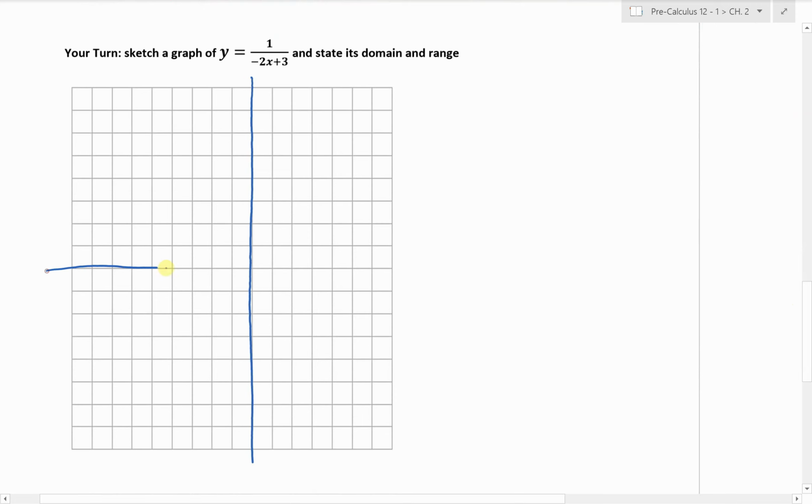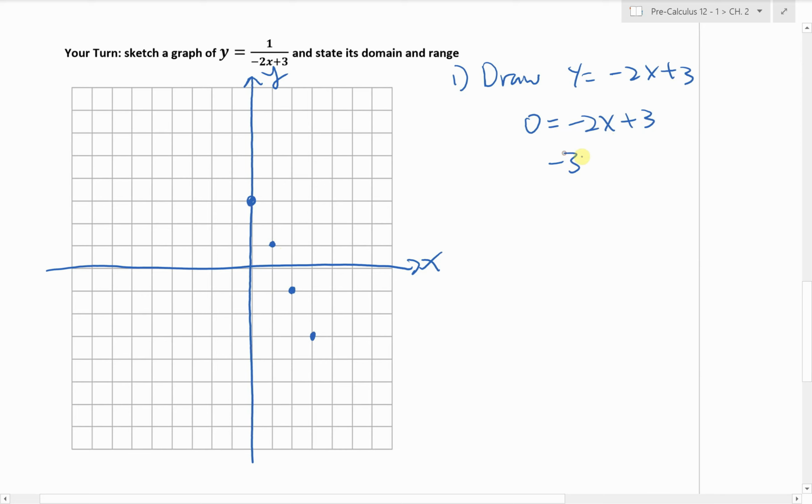Here's my y-axis, here's my x-axis. First, again, draw y equals negative 2x plus 3. The y-intercept is 3, the slope is negative 2, so 2 down, 1 right, 2 down, 1 right. We can find the x-intercept quite easily, and it's important to have it. For the x-intercept, we let y equal 0 and solve for x. Bring 3 over, divide by negative 2. That's 3 over 2, or 1.5. So here. There is our y equals negative 2x plus 3.